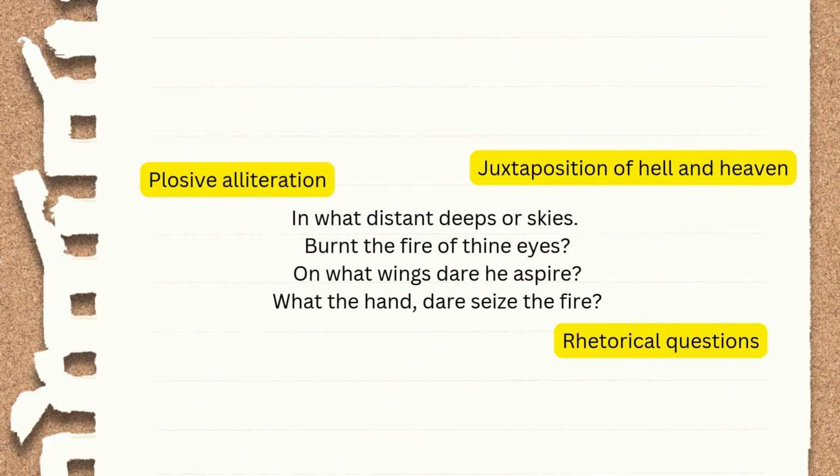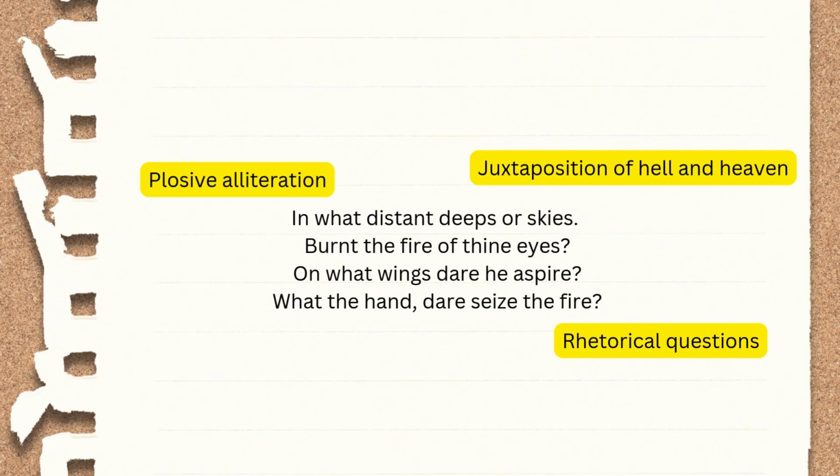And again, we've got burnt the fire of thine eyes. So talking to the tiger, where was the fire put into your eyes? So again, we've got the beauty, but the terror of fire. On what wings dare he aspire? So, what powers was God using? And I think the verb dare here is interesting. It's like, how could God dare to create you? What God had the confidence, what God had the kind of guts to create something like you, tiger?